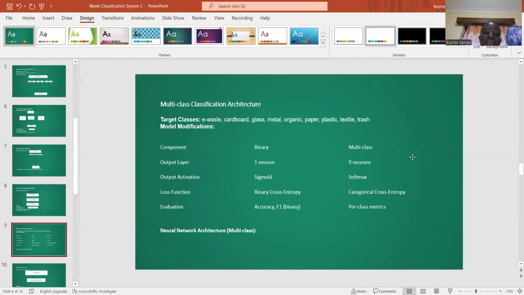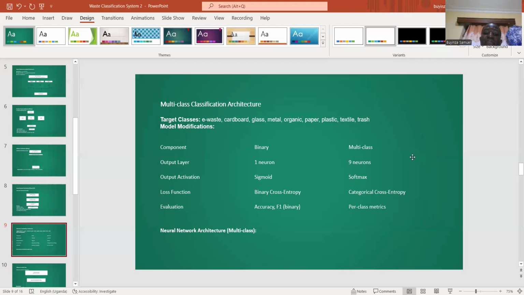Then for the multi-class classification architecture, we have the target classes as e-waste, cardboard, then glass, metal, organic, paper, plastic, textile. Then we also have trash. Here we look at them in terms of the component, the output layer, the output activation, the loss function, then the evaluation. So for the component, we majorly have binary and multi-class.